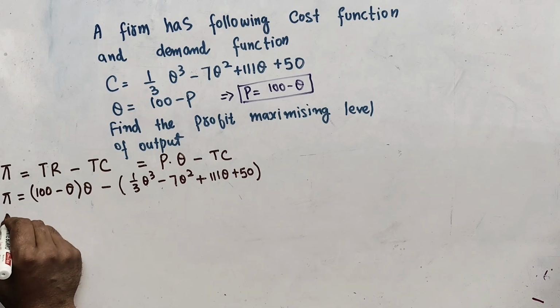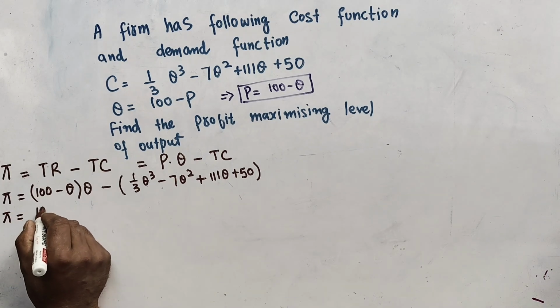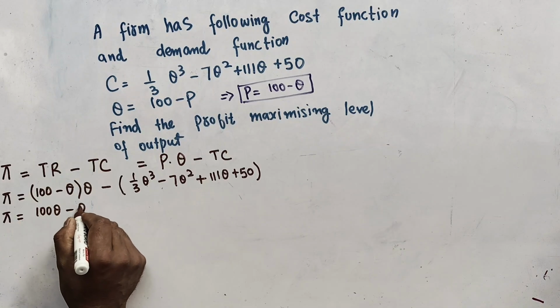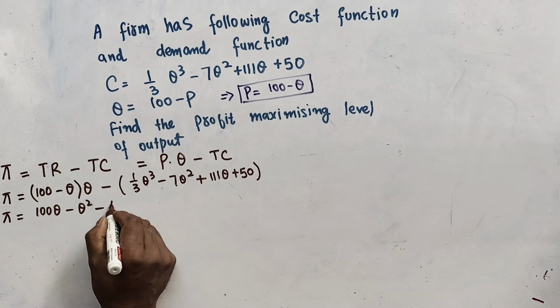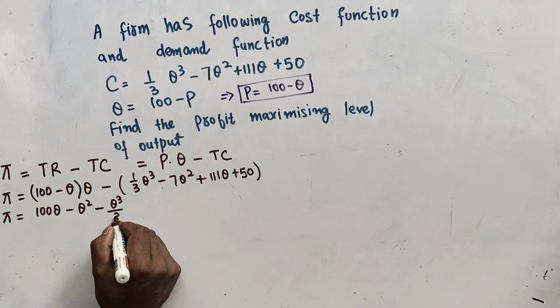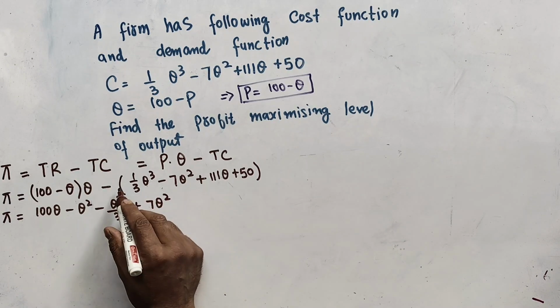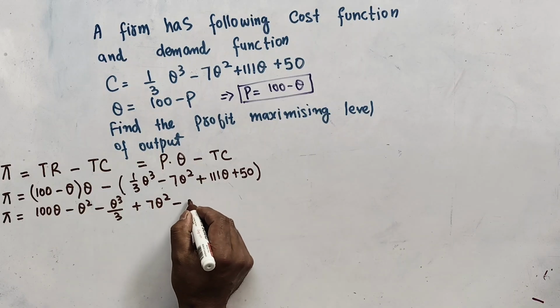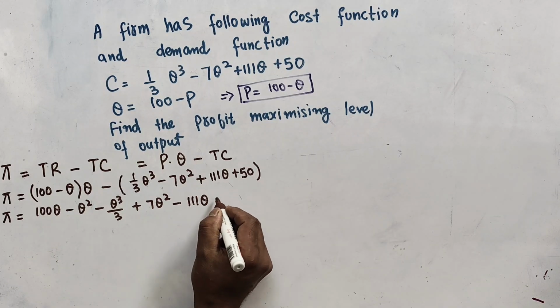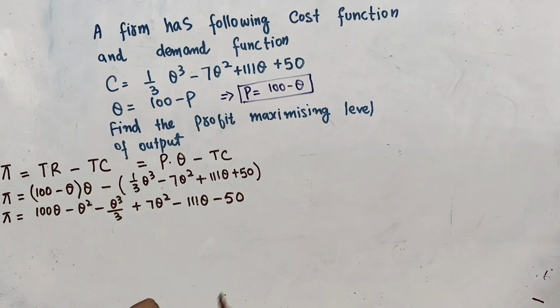it will become, so profit will be equal to 100 Q minus Q square minus Q cube divided by 3, minus into minus is plus 7Q square, then minus into plus is minus 111Q minus 50. This is our profit function. If we solve it further, so what will we get? And let us find it out here.